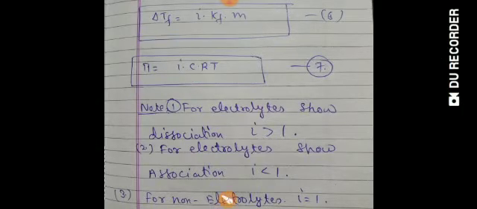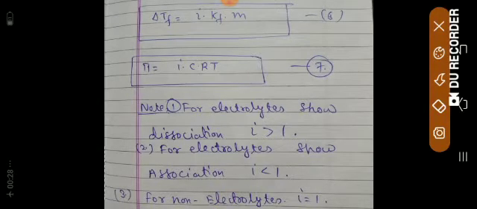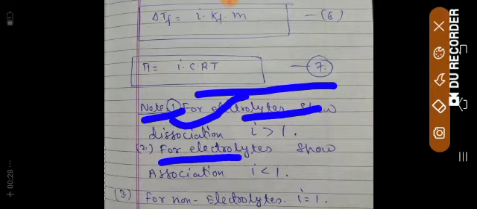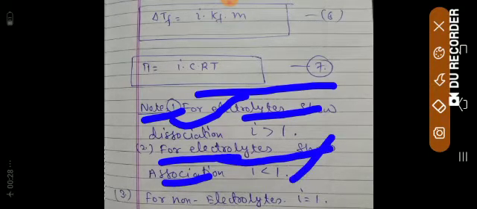Now come to the note part. Note 1: for electrolytes showing dissociation, iota is greater than 1. For substances showing association, like acetic acid, iota is less than 1. For non-electrolytes, iota is 1.